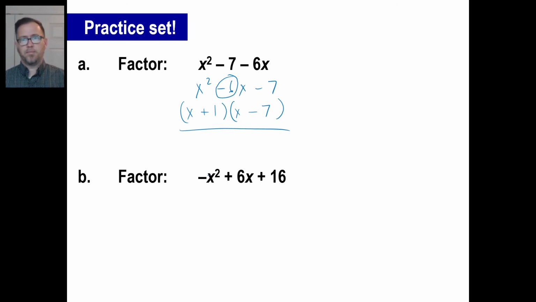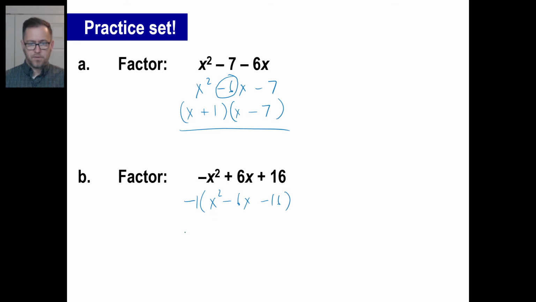Okay, pause it and try B. Okay, the wonky part of this is the negative in front, so let's get rid of that. So I got to take out the negative 1. So that's going to be x squared, and then 6x divided by negative 1 is negative 6x, and 16 divided by negative 1 is negative 16.